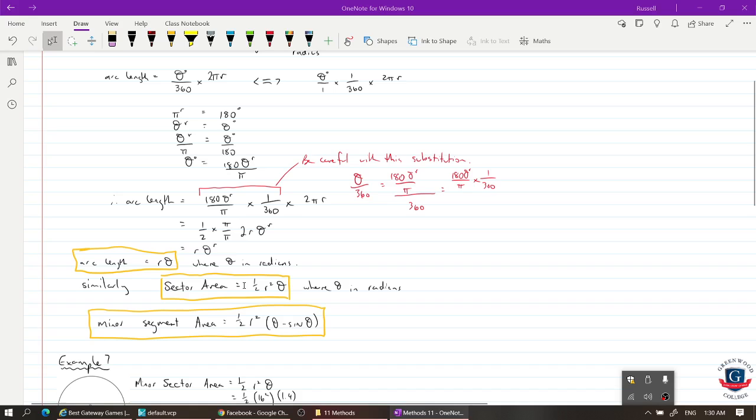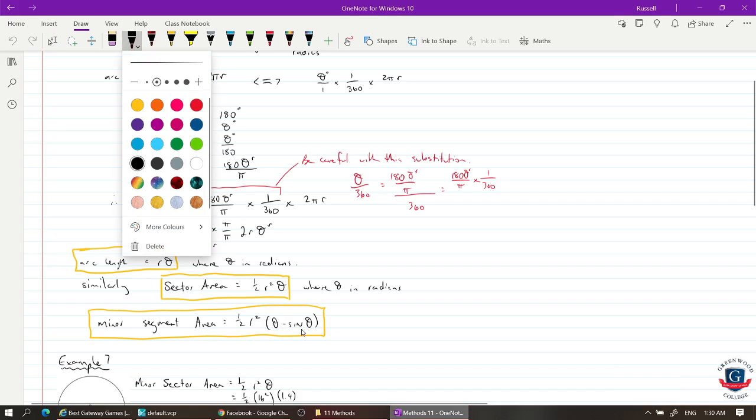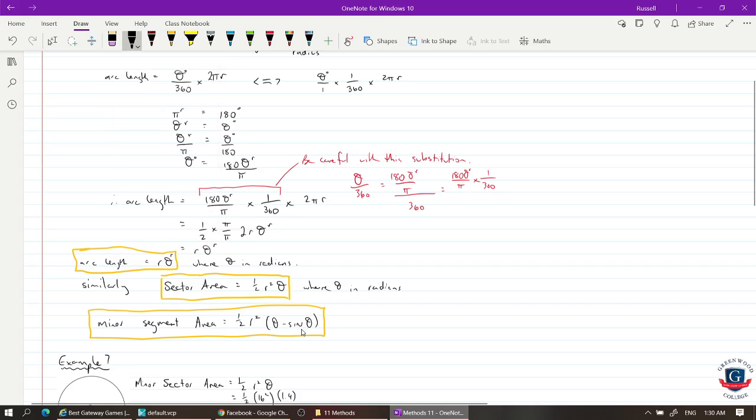Similarly, the sector area simplifies down to half times the radius squared times theta radians, and the minor segment area formula simplifies down to half r squared, theta radians take sine theta radians. I might just put this little r up here. It may not be strictly the correct notation, but it does make it a lot easier to understand. So all these thetas are theta in radians.